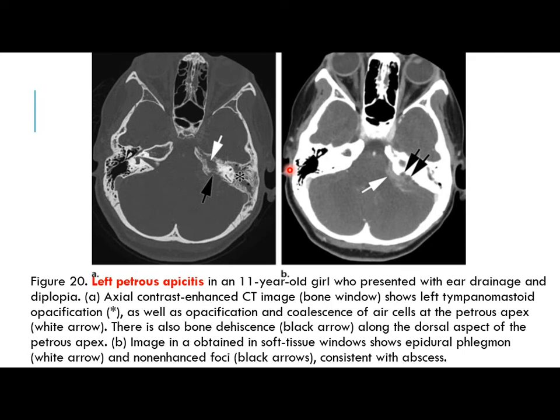This one is a petrous apicitis. This is the petrous bone. There's a petrous apicitis in an 11-year-old girl, who presents with ear drainage and diplopia. The CT image shows a left tympanomastoid opacification, as well as opacification and coalescence of the air cells of the petrous apex. And there is also bone dehiscence, as we see, there is destruction of the bone. And in the soft tissue window, we can see epidural phlegmon formation, abscess formation, and non-enhanced foci consistent with abscess. So there is intracranial involvement, and epidural abscess formation in association with the petrous apicitis.